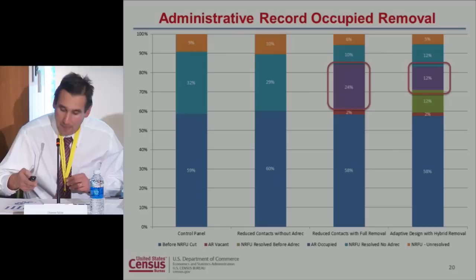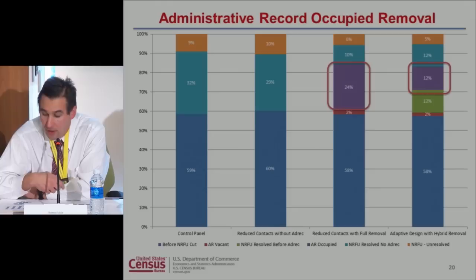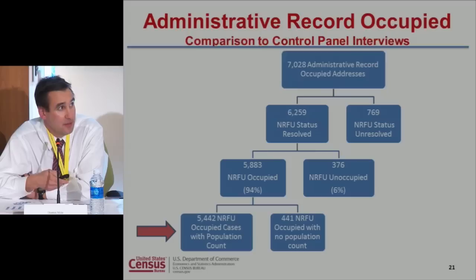So we also looked at the administrative records occupied removal. Looking back overall, we were able to identify 24% of the whole universe in the full removal panel and 12% in the hybrid removal panel. So we wanted to look at the status and the count comparison for those cases. Again, we went back to our control panel.